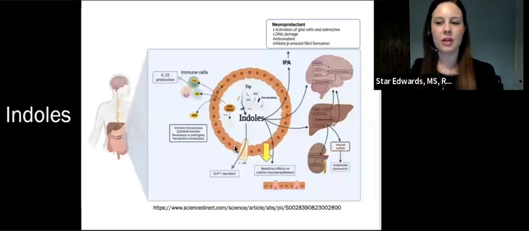Here we see that indoles have beneficial effects on the intestinal barrier. They impact the liver and the kidneys and can be neuroprotective to the brain, decreasing activation of glial cells and DNA damage by acting as an antioxidant and inhibiting beta amyloid fibril formation, which we often find in Alzheimer's.